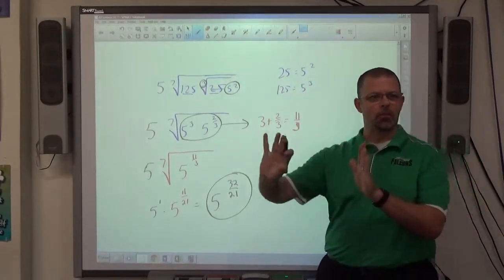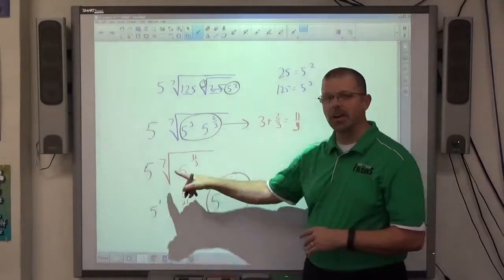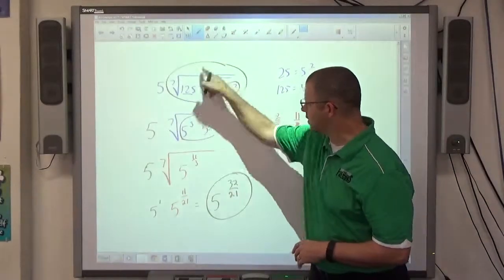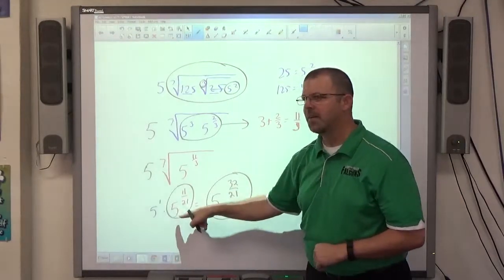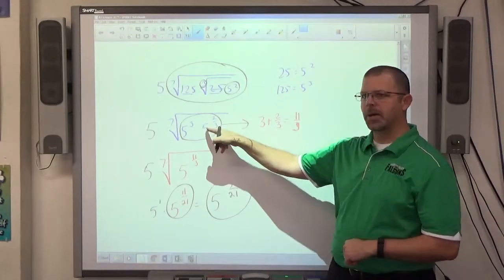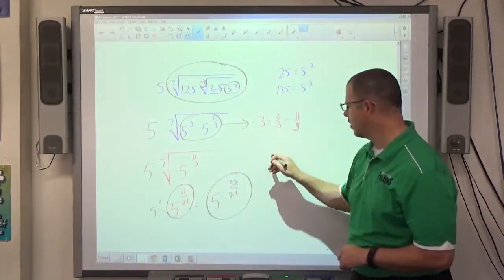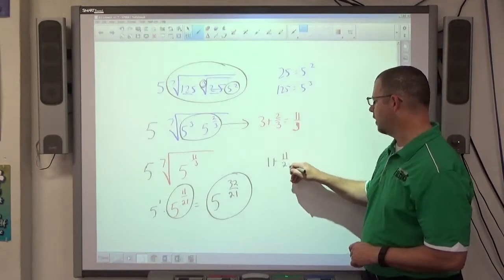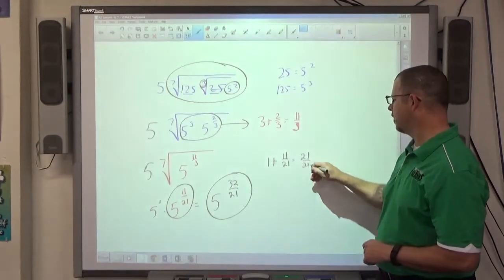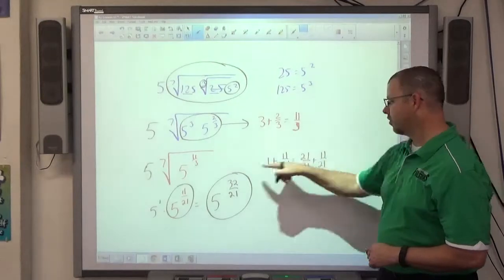So if they have some whole number out in front of this whole thing, the very last step, after you get this guy here fixed completely, then multiply by that the same way you multiplied up here. Add the 2 powers together. 1 plus 11 over 21 is 21 over 21 plus 11 over 21, which is 32 over 21.